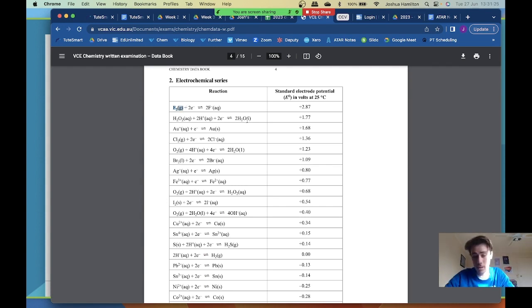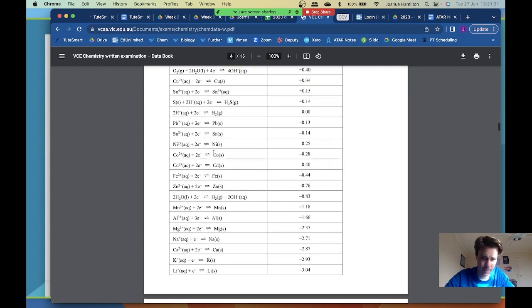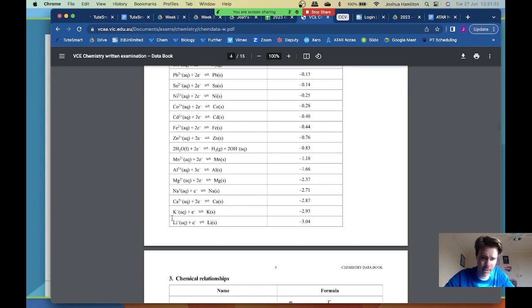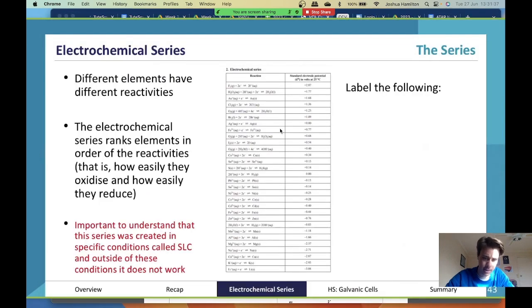And what I will tell you is that this is the strongest oxidant. Down here, this is the weakest oxidant. So what we can say, coming back to this page here, is that this is oxidant strength.